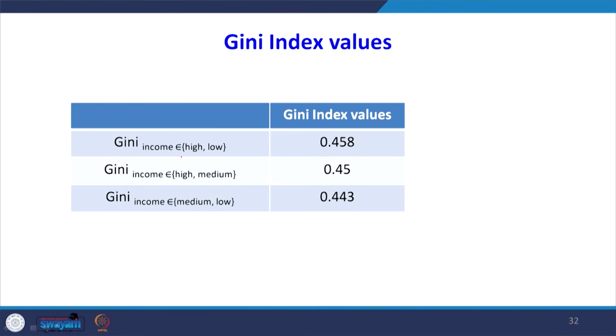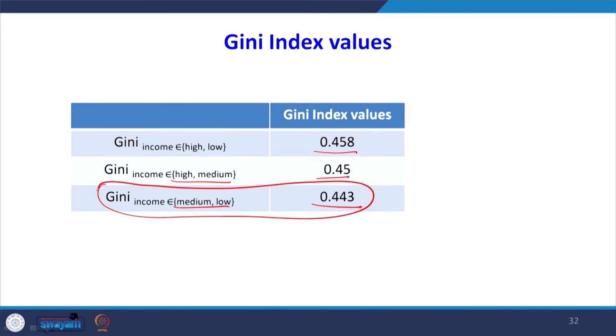So, for income high and low, the Gini index value is 0.458. The Gini for another group, high and medium, is 0.45. For medium and low, the Gini index value is 0.443. How to interpret this table? This value 0.443 has the minimum Gini index value.